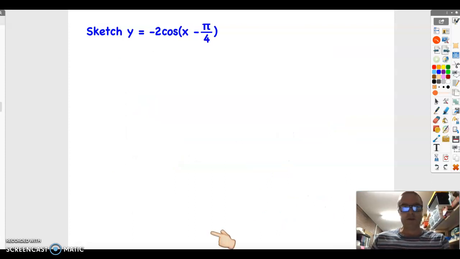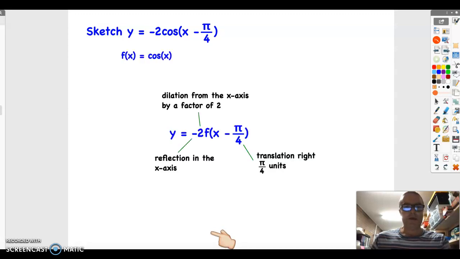Now let's look at a cosine curve. So we're going to base our curve on f of x equals cosine x. We can see that we've got -2 as our coefficient of the function. We've swapped x with x minus pi on 4. So we're looking at something that has a reflection in the x-axis because of the negative, something that's dilated from the x-axis by a factor of 2. It's going to stretch the cosine curve. And because of the x minus pi on 4, our graph of cosine x is going to be translated to the right, pi on 4 units.